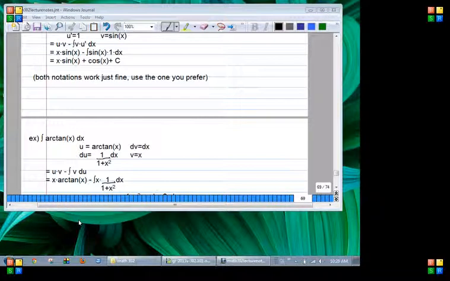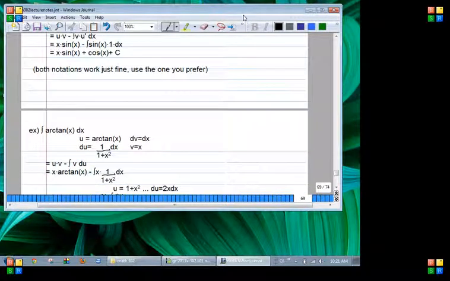So again, just plugging in, uv is x arctan x minus the integral of v du, which is now x times 1 over 1 plus x squared dx. Now, is that an integral that we can do? Yes. We have to do u sub. Yeah, we can do a u sub and do this integral. So the u is the 1 plus x squared and the du is 2x dx. But what are we trying to replace? We're trying to replace x dx. So it's going to be that.